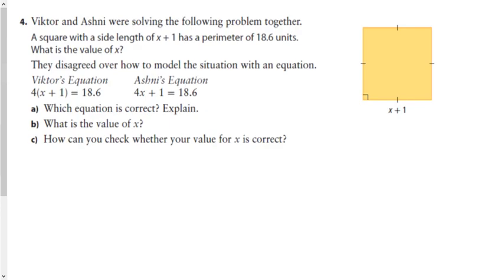Question 4 says Victor and Ashni, I guess, were solving the following problem together. A square with a side length of x plus 1 has a perimeter of 18.6 units. What is the value of x?